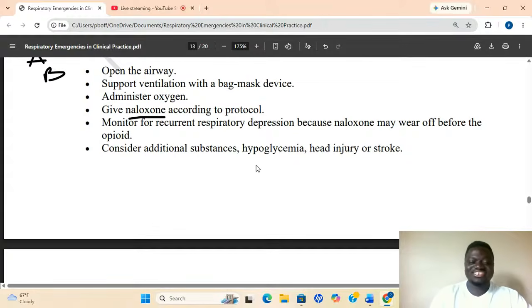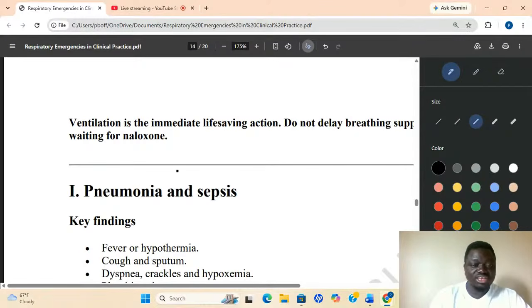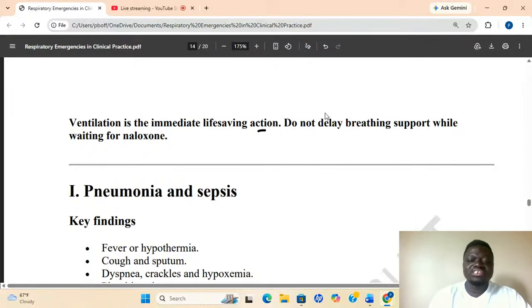So you check your blood glucose. I've told you that any patient in an emergency state, whatever the emergency state is, your blood glucose, you should check it. You also look for head injury and stroke and all those other things. Ventilation is the immediate life-saving action. Do not delay breathing support while waiting for naloxone.